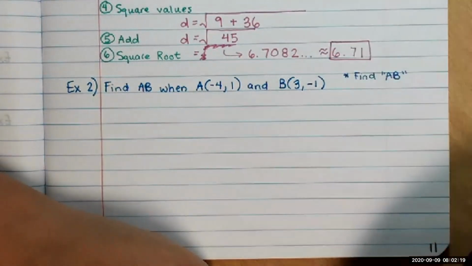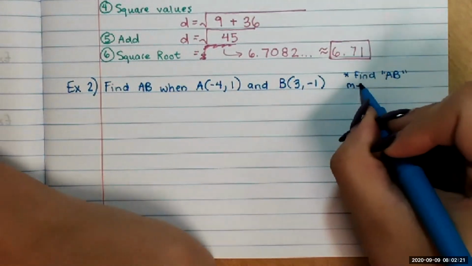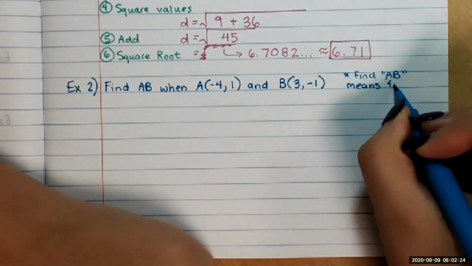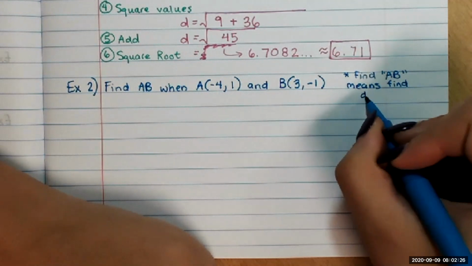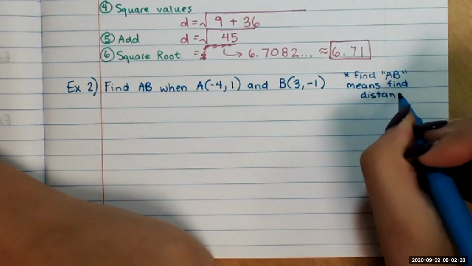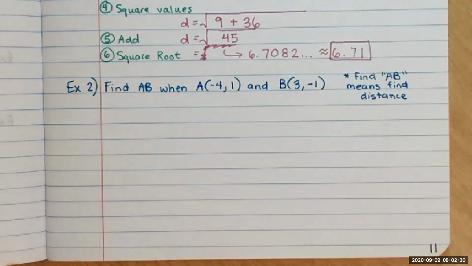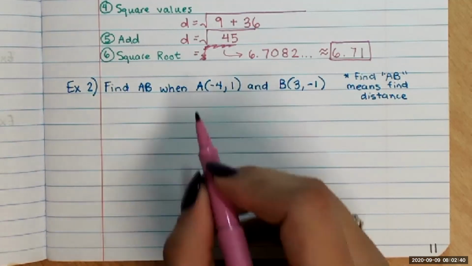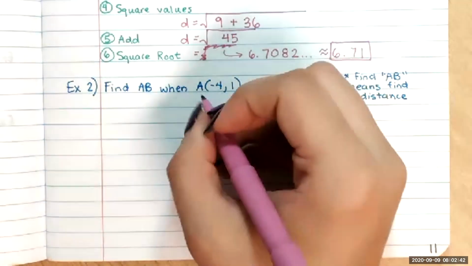So find AB means find distance. It's an important note to make. So we want to tell ourselves, what's my x1, y1, what's my x2, y2. Again, I just go in the order they give it to me. So A is the first point they give me.